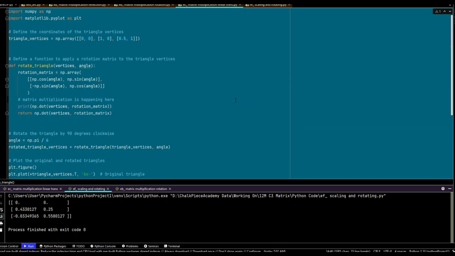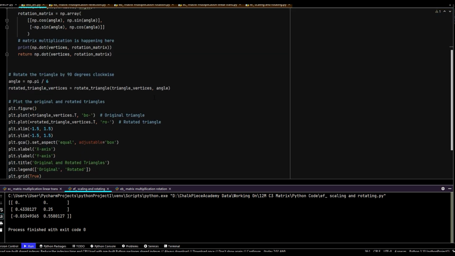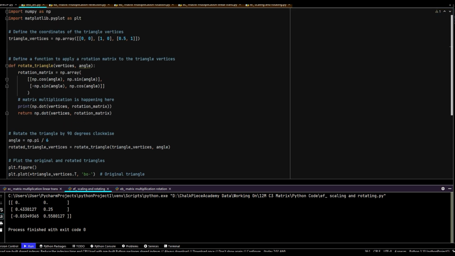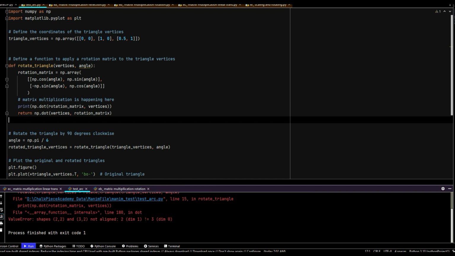Let me do this. See, I have taken up the code wherein we are flipping things around, right? Not flipping, rotating. I'm changing the order in which we are multiplying. So let's see what happens. We got an error. Can you see that? Shapes are different, not allowed. Okay. So that's an example.